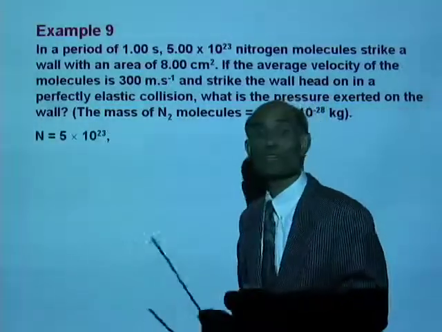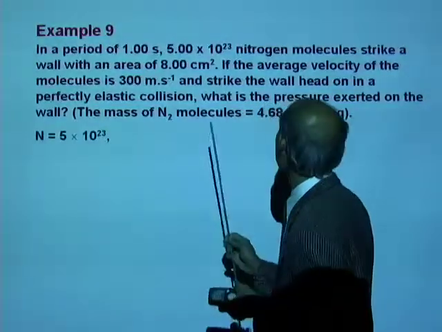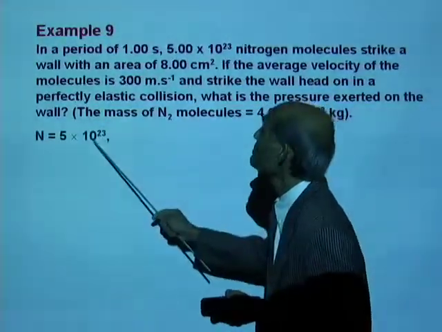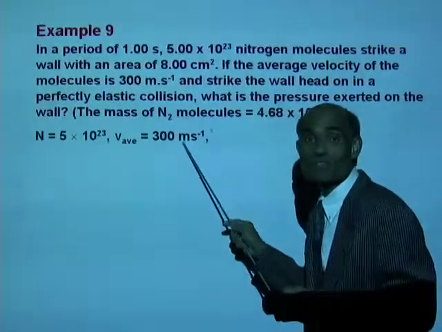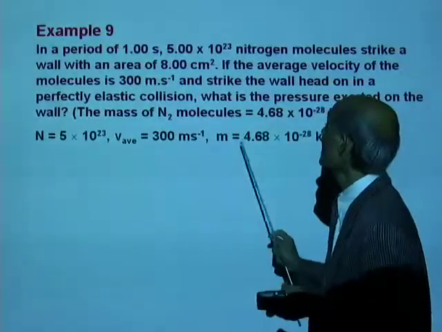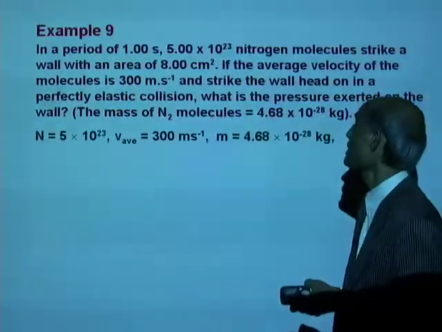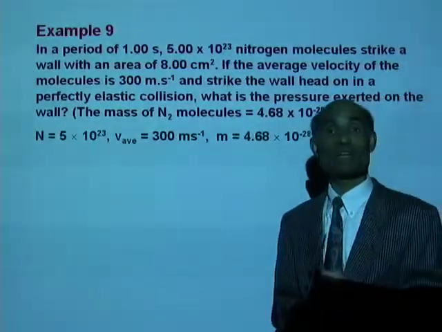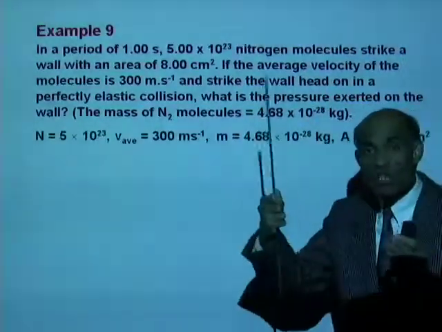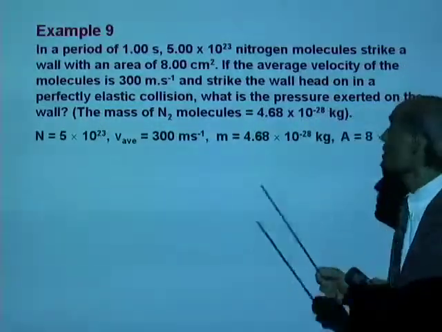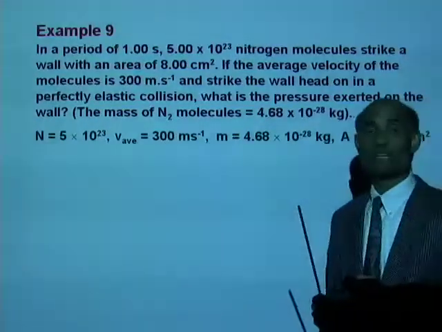All right, let's pick the values that are given. The total number of molecules is given to us, 5 times 10 to the 23. The average velocity of a molecule is 300 meters per second. The mass of a molecule is 4.68 times 10 to the negative 28 kilogram. The area on which these molecules collide is A equal to 8 times 10 to the negative 4 meters squared.